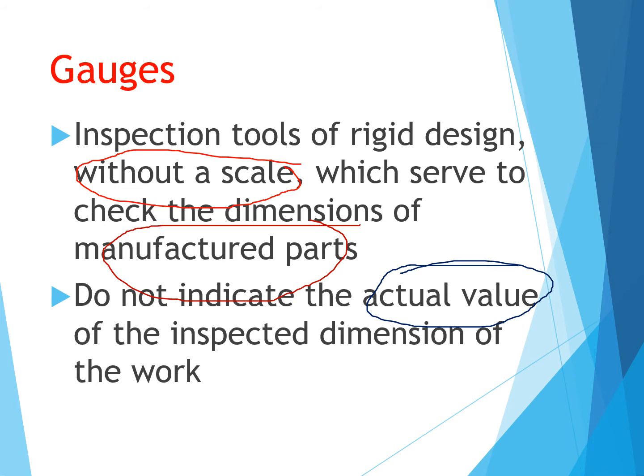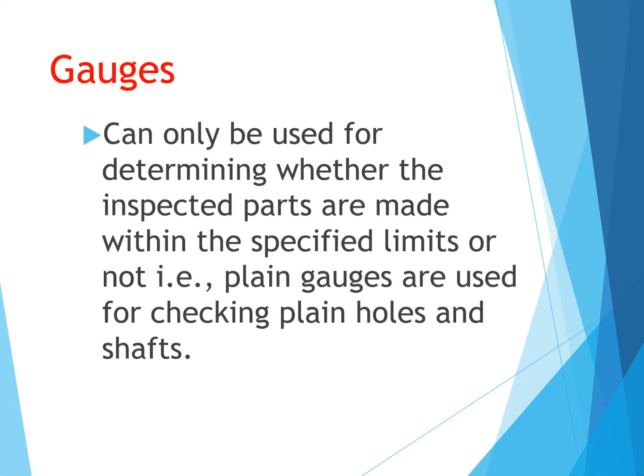This is the next part of the gauges. These gauges can only be used for determining whether the inspected parts are made within the specified limits or not. For example, plain gauges are used for checking plain holes and shafts. So I am going to check these plain holes and shafts, and for that we are using plain gauges.